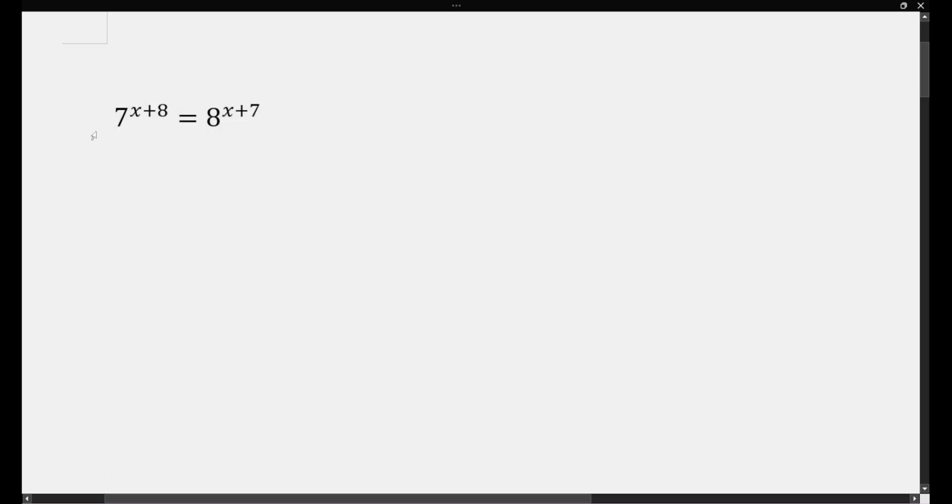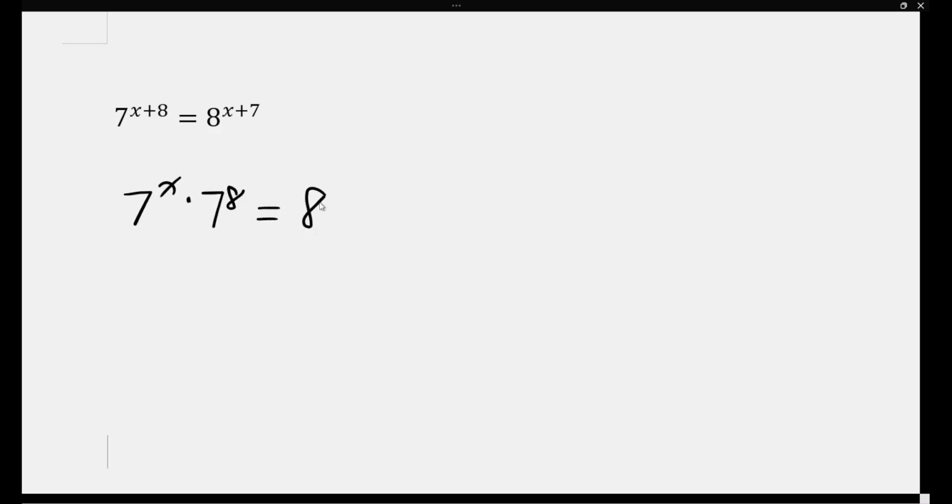Okay, now we have the equation 7 to the x plus 8 equals 8 to the x plus 7. The exponent on the left side is x plus 8, and on the right side the exponent is x plus 7. So now we solve this equation for x. We can write it in the form 7^x times 7^8 equals 8^x times 8^7.